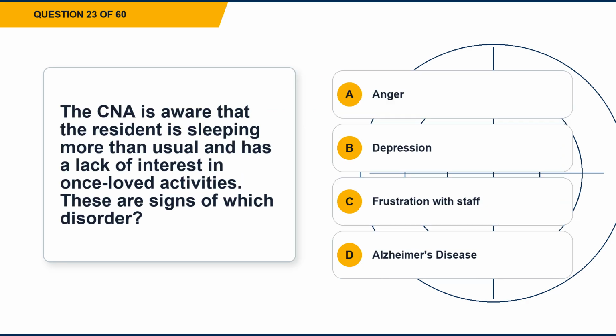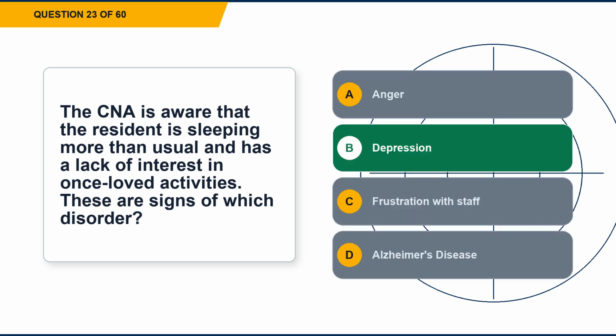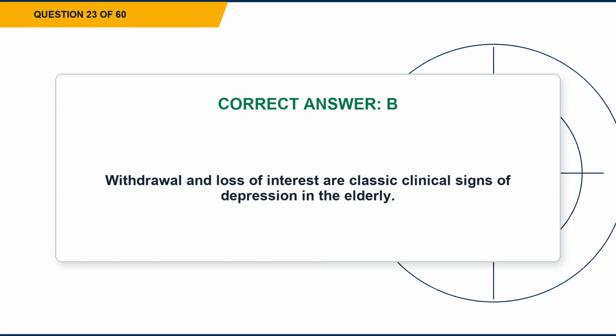Question 23. The CNA is aware that the resident is sleeping more than usual and has a lack of interest in once-loved activities. These are signs of which disorder? Option A, anger. Option B, depression. Option C, frustration with staff. Option D, Alzheimer's disease. The correct answer is option B, depression. Explanation. Withdrawal and loss of interest are classic clinical signs of depression in the elderly.